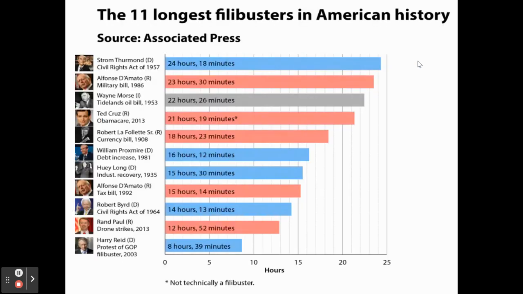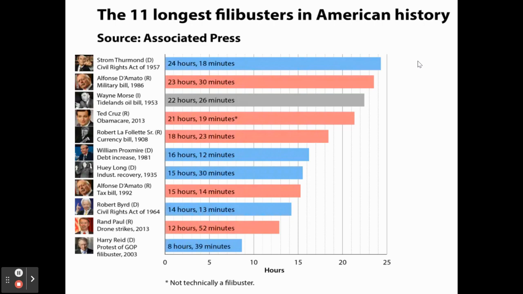You can see the 11 longest filibusters in American history. Strom Thurmond holds the record. In 1957, he spoke for 24 hours and 18 minutes straight in an attempt to filibuster a very important piece of civil rights legislation, the Civil Rights Act of 1957. He spent most of that time reading from pages of the phone book and had prepared himself in advance. He had sat in a sauna for the days leading up to his filibuster attempt, sucking the moisture out of his body, lessening, hopefully, his urge to have to go to the bathroom.